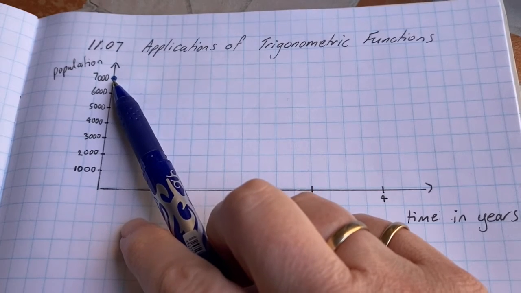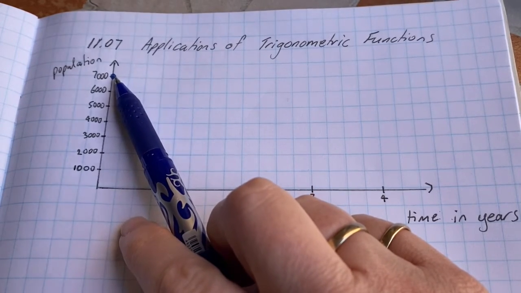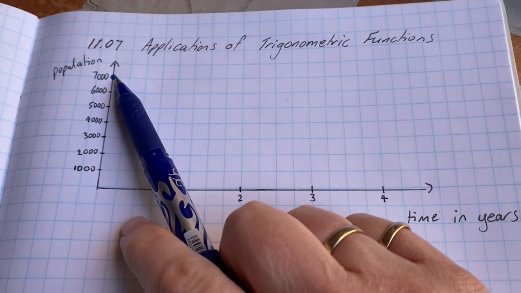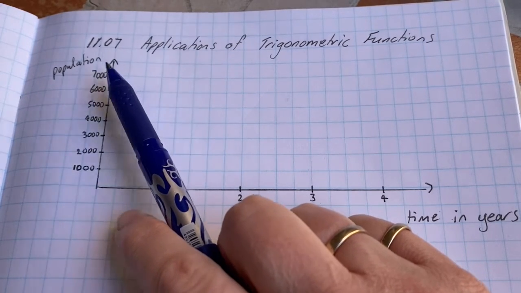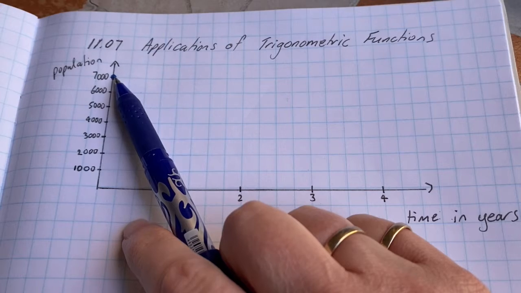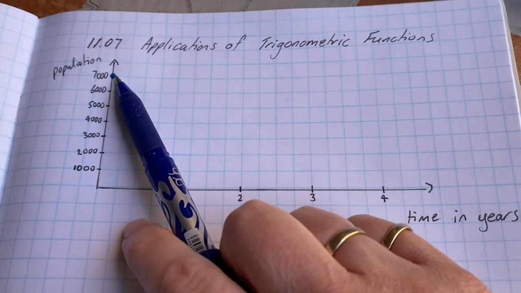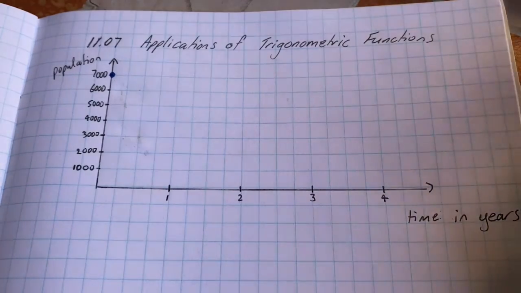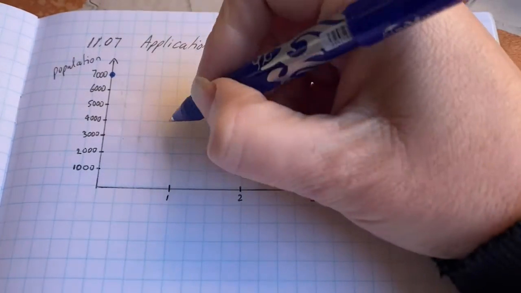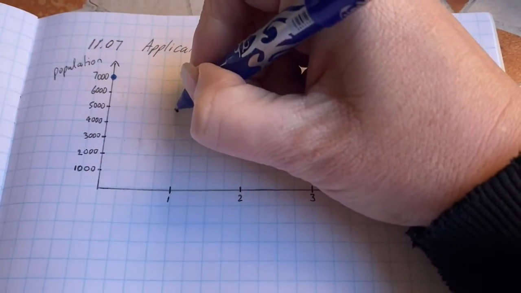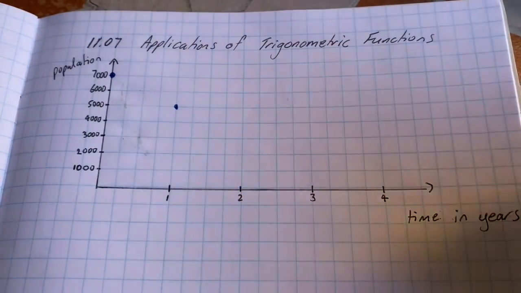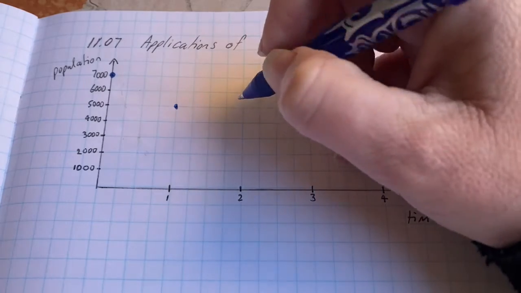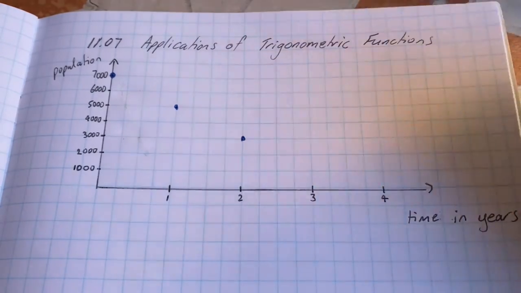At the beginning, there are 7,000 in the population, but it might be like rabbits or mice or something like that. At 7,000, there's not a lot of food because there are so many of them, so the population starts to reduce. And a year later, the population is measured to be at 5,000. Another year later, they measure them and they've gone down to 3,000.